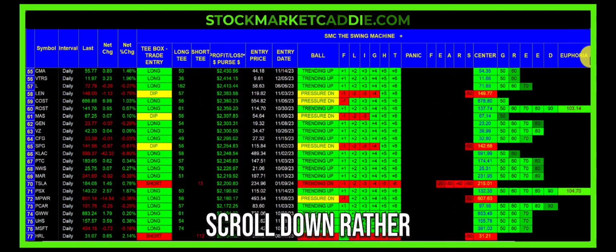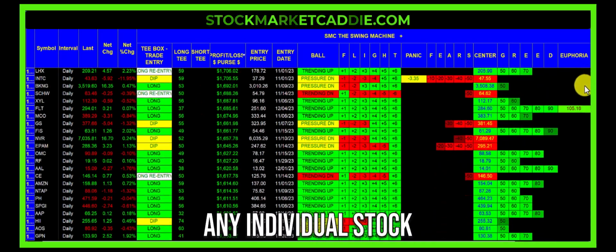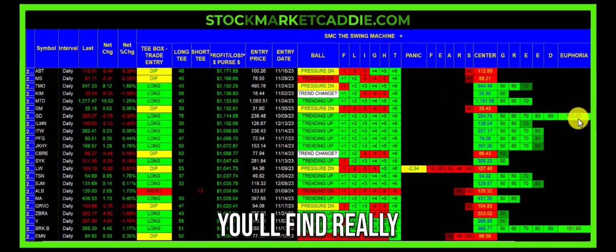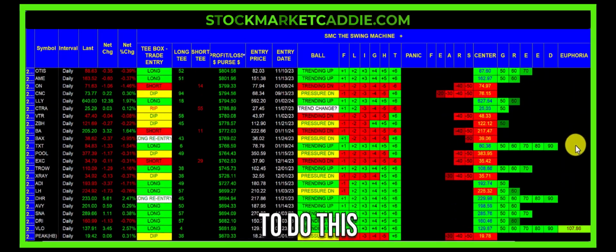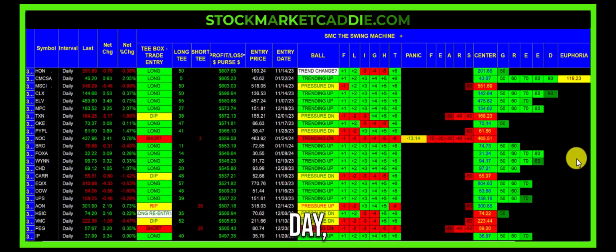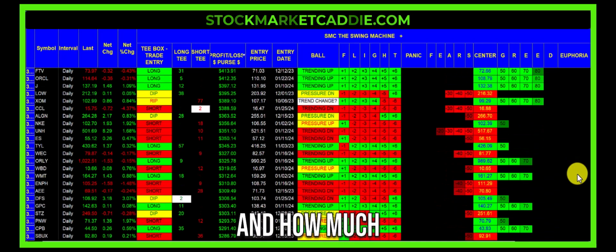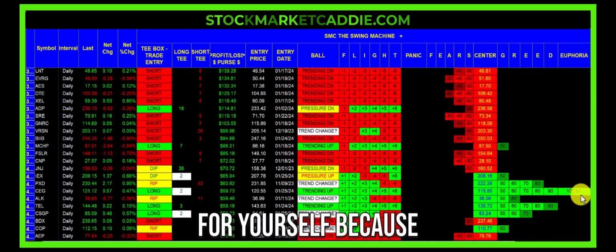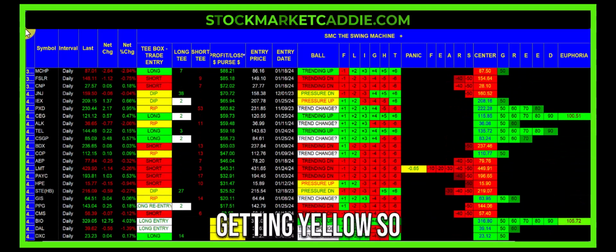But pay attention to the profit column. So I'm going to scroll down rather quickly. You can slow this down and look at any individual stock if you'd like. But I'm going to show you something that I think you'll find really, really interesting. And I'm happy to do this on any given day. And this is how quickly and how much time and noise you can save for yourself, because I'm going to scroll all the way down to where we start getting yellow. So let me show you something.